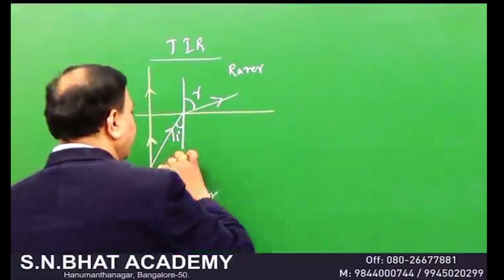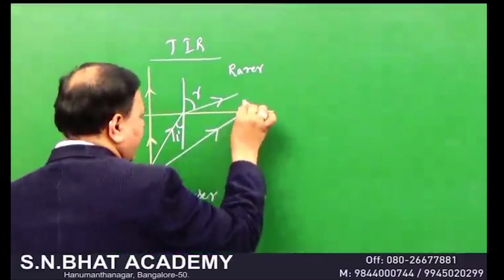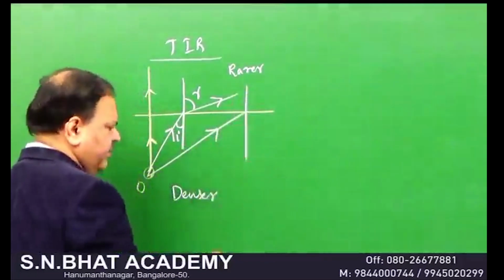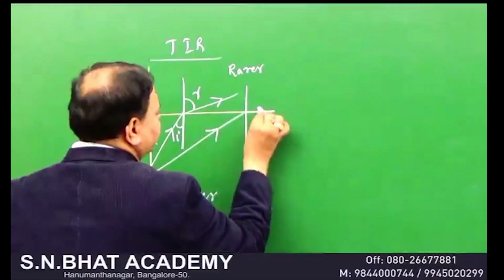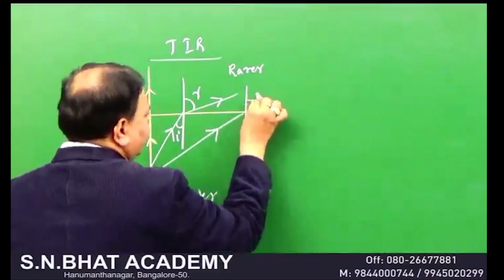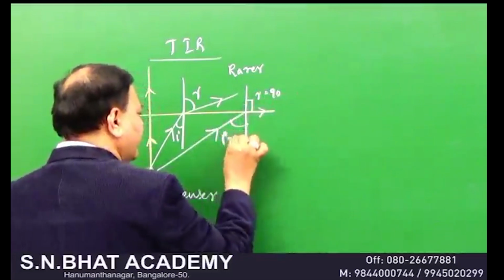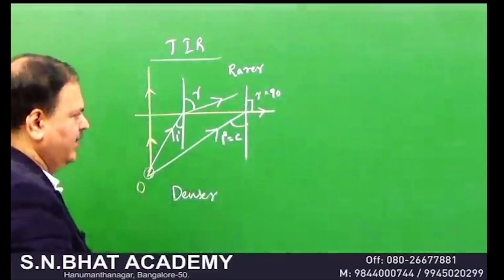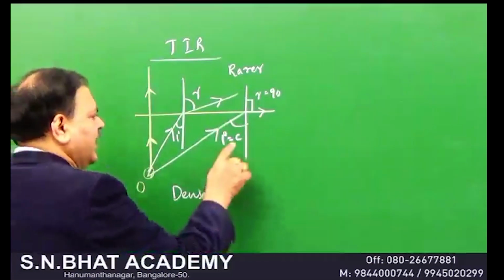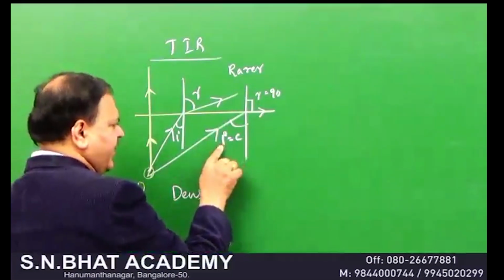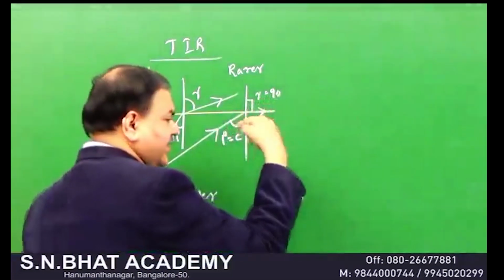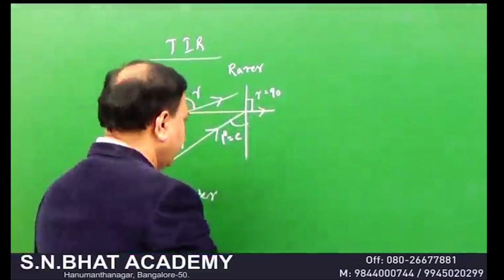But when a ray of light is incident at a particular angle on the surface, the refracted ray grazes the surface. Under this condition, the angle of refraction is 90 degrees. That particular angle of incidence we call the critical angle. So the critical angle is the angle of incidence in the denser medium for which the angle of refraction is 90 degrees in the rarer medium.